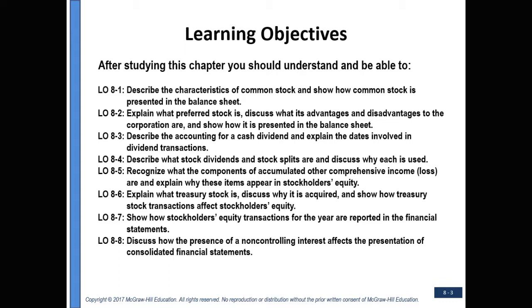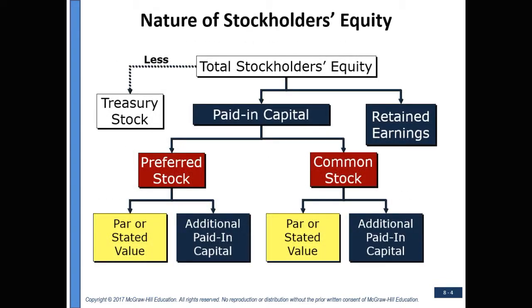So let's get started on just a little bit of a reminder of what stockholders' equity is and what it's comprised of. Stockholders' equity is comprised of paid-in capital and retained earnings, less treasury stock. Paid-in capital includes both preferred and common stock at par value or their stated values, and additional paid-in capital accounts. If you need a reminder of par value, stated value, please feel free to access one of the videos that addresses this for the principles class that is on the YouTube channel.